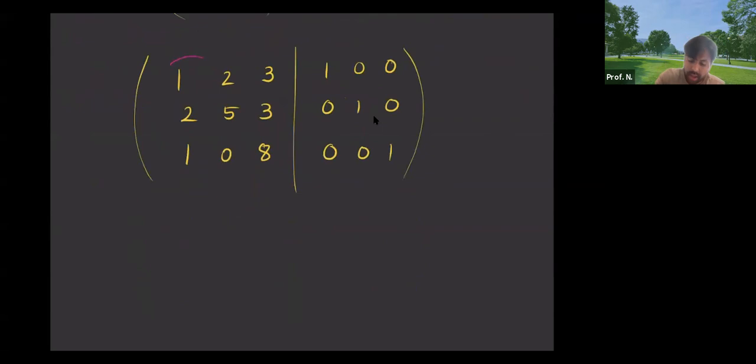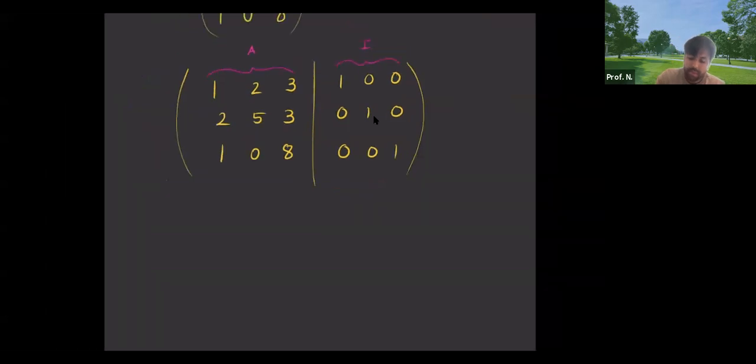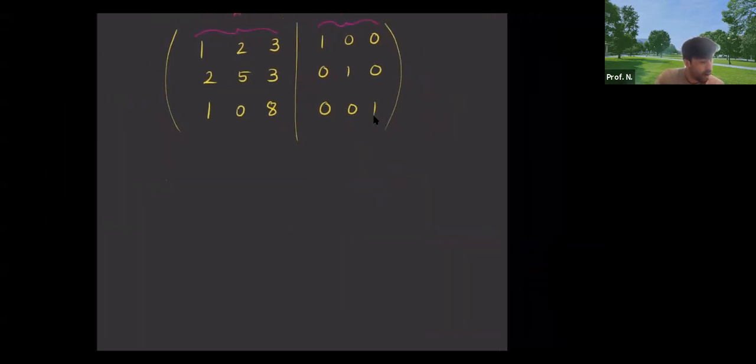I'm starting with A and I in the respective places, and I want to row reduce A to its row reduced echelon form, which is the identity. And in doing so, the identity on the right side becomes the inverse. So we have to perform the row operations. I want to clear everything below this one here. So what are those steps for the first one? How can I do that?